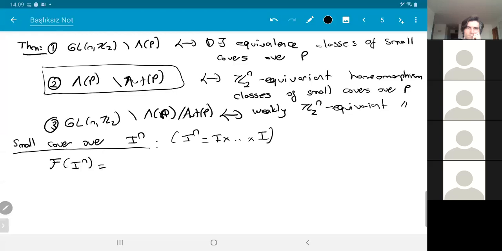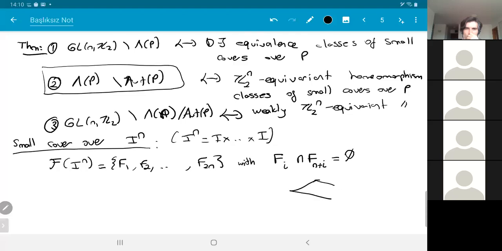Now, the cube has 2n facets, right? And we rename them subject to this relation. If I denote a facet by F_i, then I will denote the facet facing it by F_(n+i), because this is the only facet that it doesn't intersect. For example, let's say we have some cube. Let's say this is the face F1, and I will denote this one as F4, and this is F2. The one facing F2 will be F5, and if this is F3, this is going to be F6.